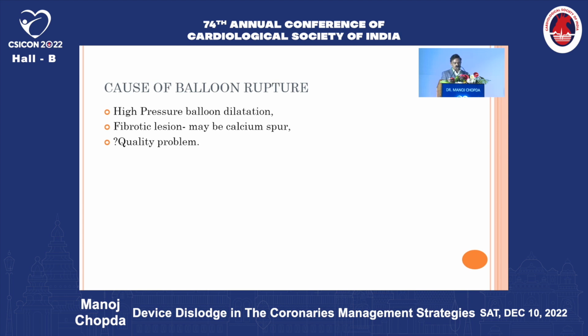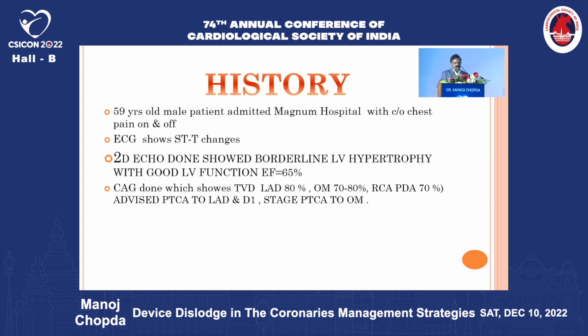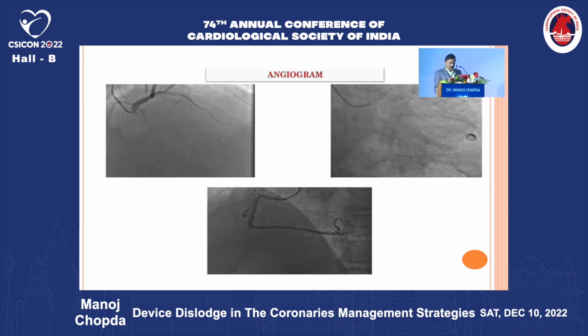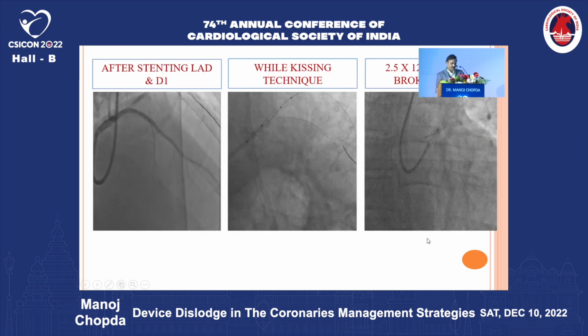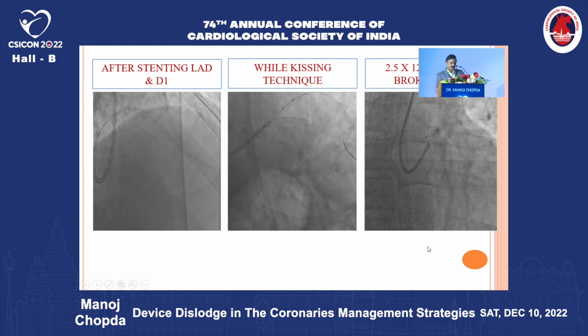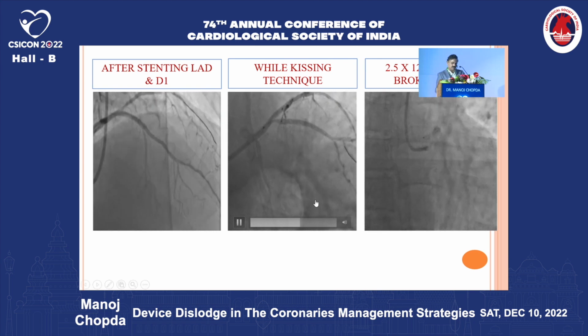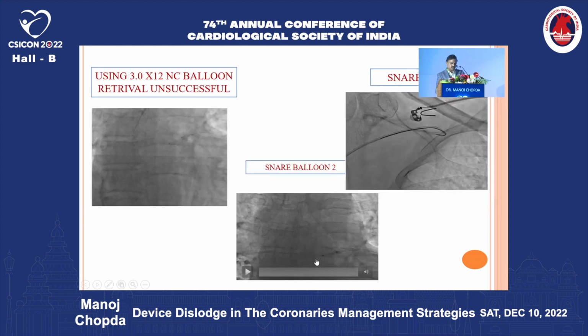The third case is about a broken balloon: a 59-year-old male with ST-T changes and borderline LV hypertrophy. LAD was around 80% and RCA was normal. There was a circ OM lesion. We did LAD diagonal wiring and put a stent in the LAD, but while removing the diagonal balloon, we saw that the balloon was broken.